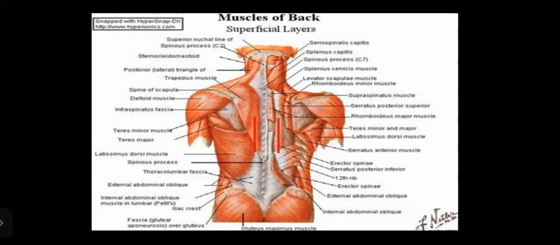Splenius capitis, which we see in our head region, and the sternocleidomastoid in the head region. Moving down in the shoulder region, we mentioned trapezius and the rhomboids, and moving further, we go to our arm muscles. There we have teres, latissimus dorsi, serratus, supraspinatus, infraspinatus, and so on. So, hope you will enjoy this easy trick.